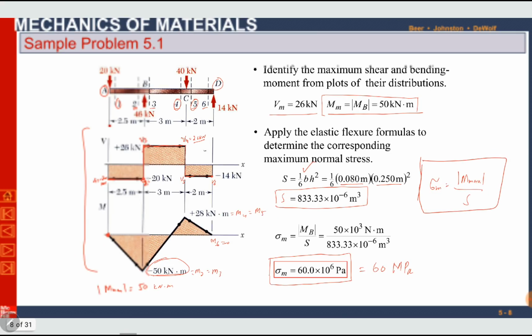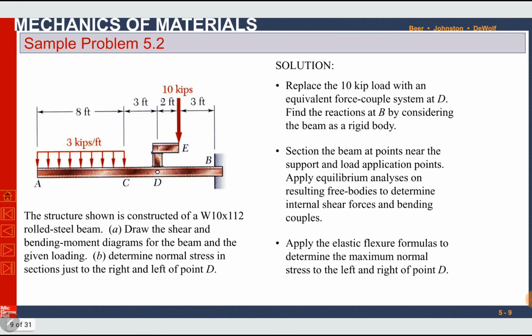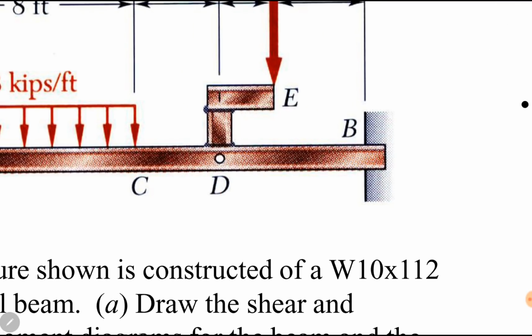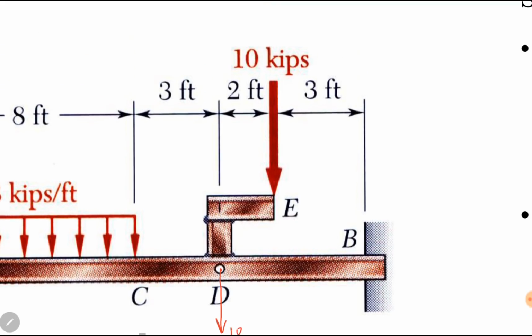Okay, we will move towards the next sample problem, which is sample problem 5.2. In this problem, we have been given a distributed load of 3 kilopounds per feet between point A and C. Similarly, a 10 kilopounds load at point E will produce a moment at point D. If we shift this load from E to D, we have to draw a free body diagram here. So if we shift the force from E to D, we have to replace it with a force couple system, it is 10 kilopounds.